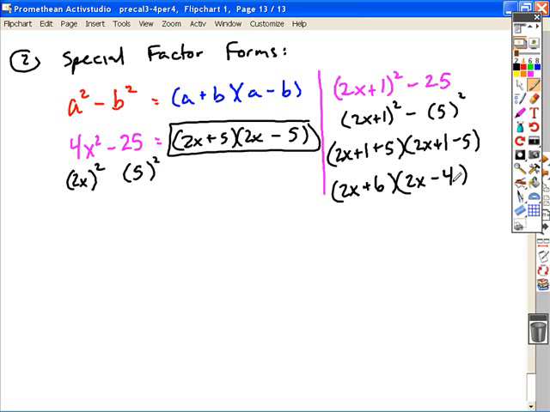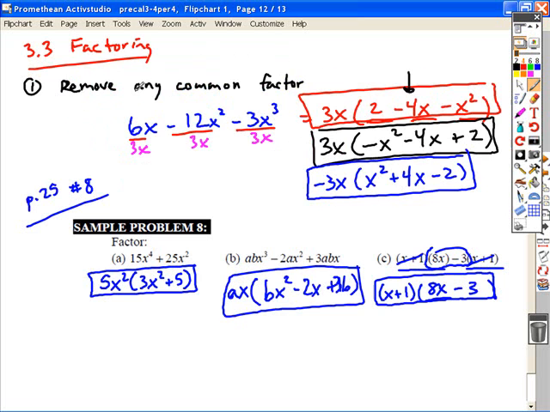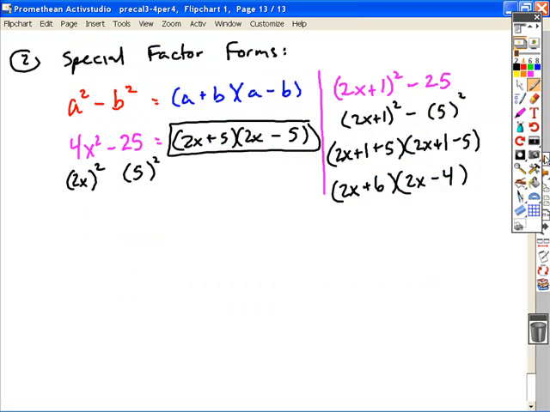And now, is this completed? Have we completely factored this? Here's another thing to keep in mind. This very first step of removing any common factors, you do have to go back and recycle through that. If at any time your factors have any common factors, you have to remove them. So what do you notice about this first factor here? There's a common factor of 2 that you can remove. What's that going to leave for your two terms?